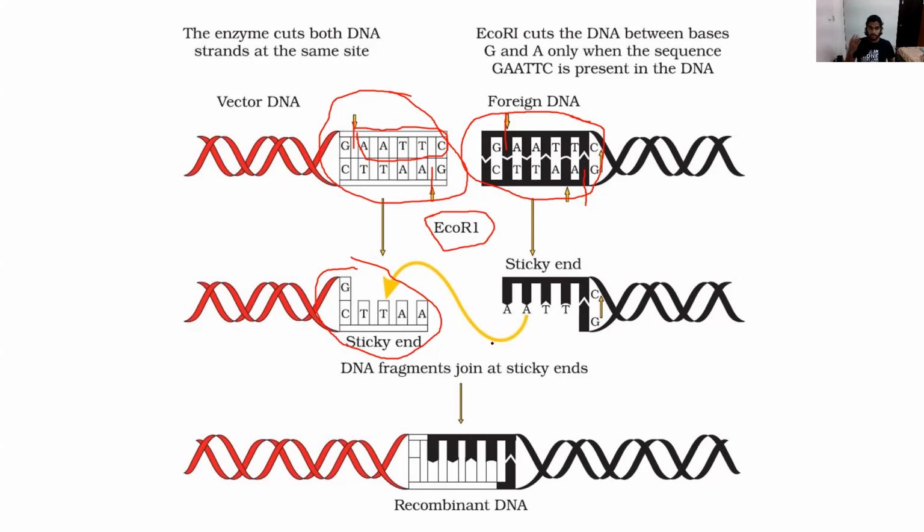Now, not miraculously, but it's a very nice thing to think about. You can see here that this overhanging strand from the foreign DNA is complementary to the overhanging strand from the vector DNA. Because you can see here, A is complementary to T, A is complementary to T, and these two Ts are complementary to these two A's.